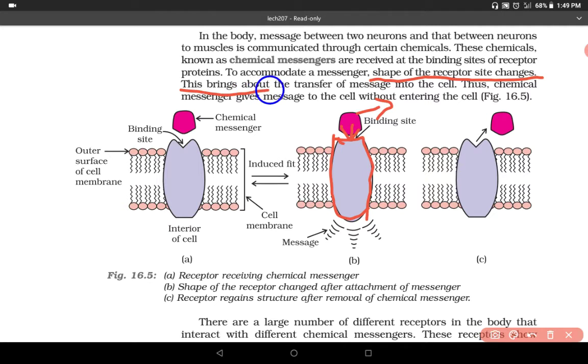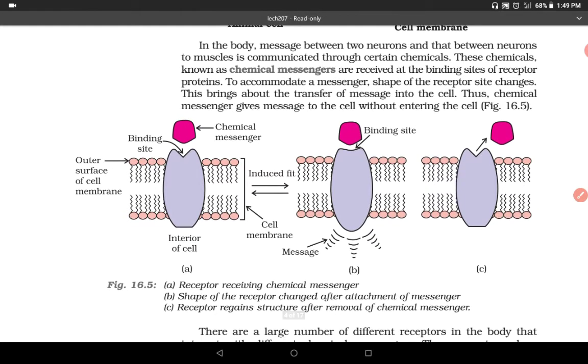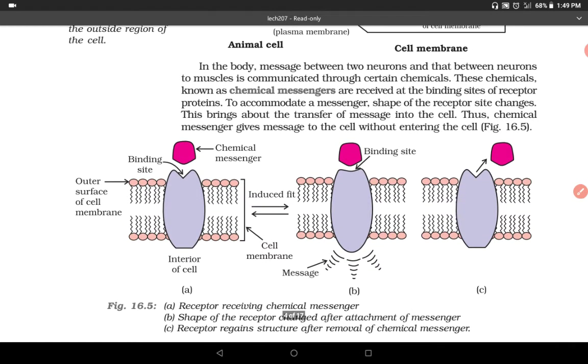This brings about the transfer of the message into the cell. Thus the chemical messenger gives the message to the cell without entering the cell. Receptors are very useful when messages are transferred without entering the cell directly.